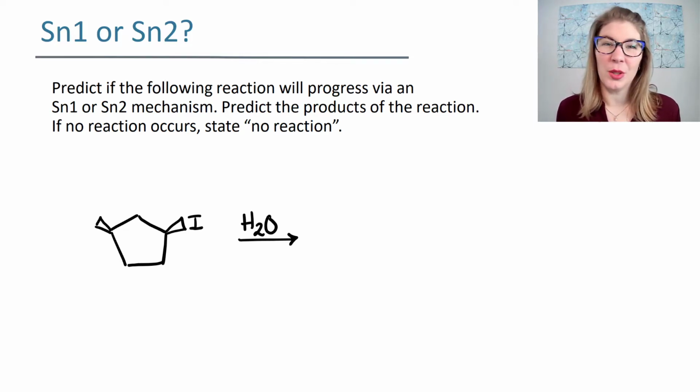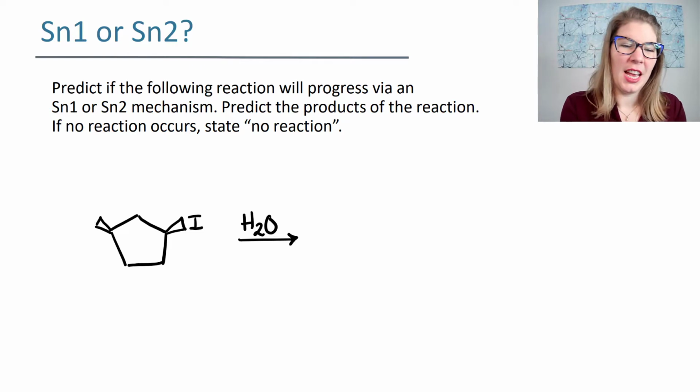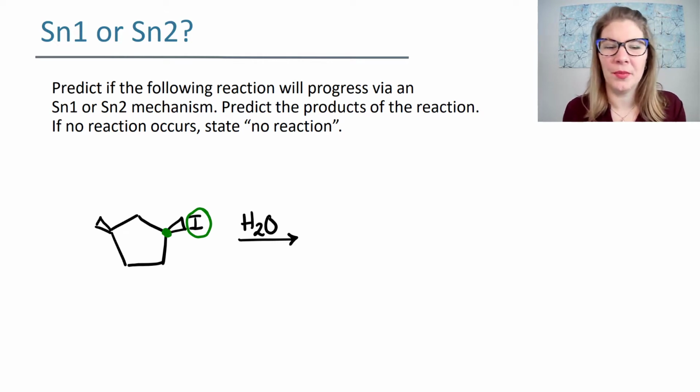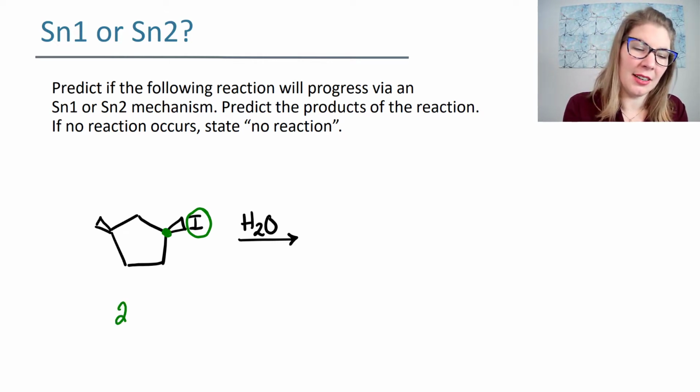I want to lead you through the logic that we went through in the last video, where we looked at those 4 different factors, but now I want to actually show you how to use those 4 factors. I always like to start first with my substrate. The substrate here, remember, is your electrophile. And your substrate has that iodine, which is your leaving group, and it's attached to this carbon. That makes this a secondary substrate.